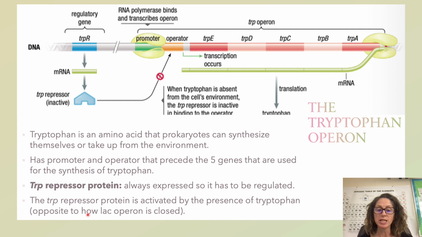So the trp repressor protein is activated by the presence of tryptophan. So pause. If tryptophan is present in the environment, then the cell doesn't need to be making tryptophan. So the presence of tryptophan is going to make it so that this becomes active and then will stop this operon from being transcribed. Because if tryptophan is present in the environment, the cell doesn't need to make its own tryptophan. Okay, so similar but different. So it's backwards thinking from the lac operon.